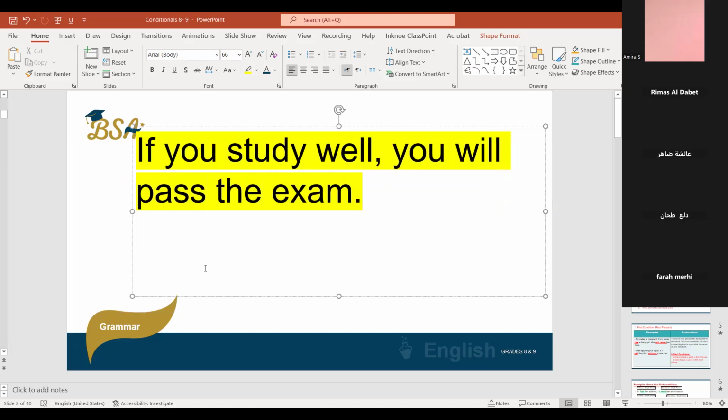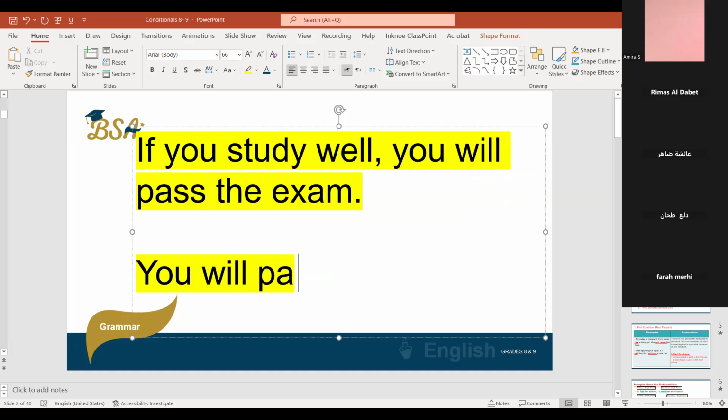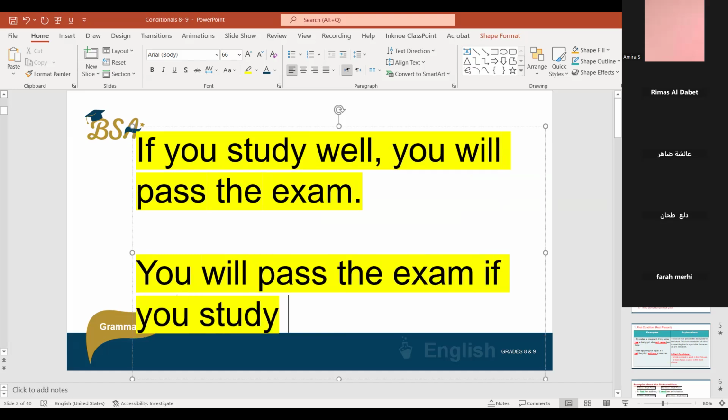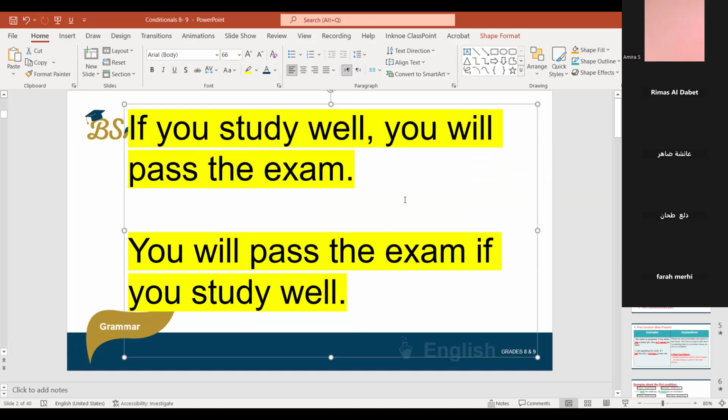Let me write it. You will pass the exam if you study well. Farah, I have something very important here. There is one difference between the first conditional sentence and the second conditional sentence. What is it? Bravo, girls.